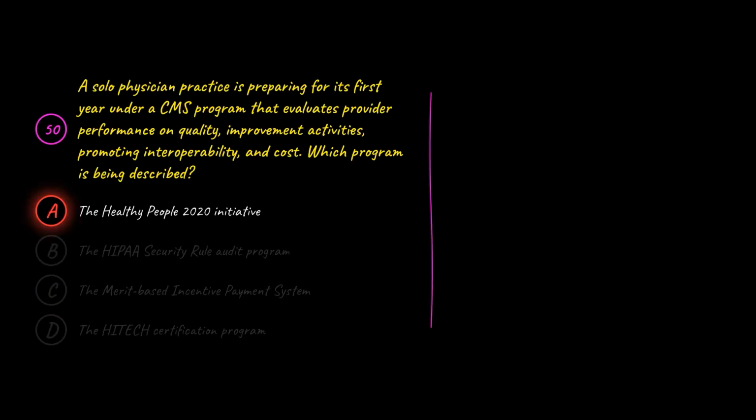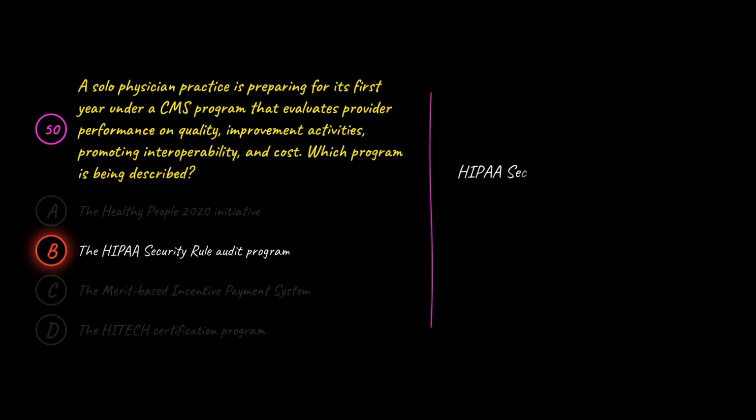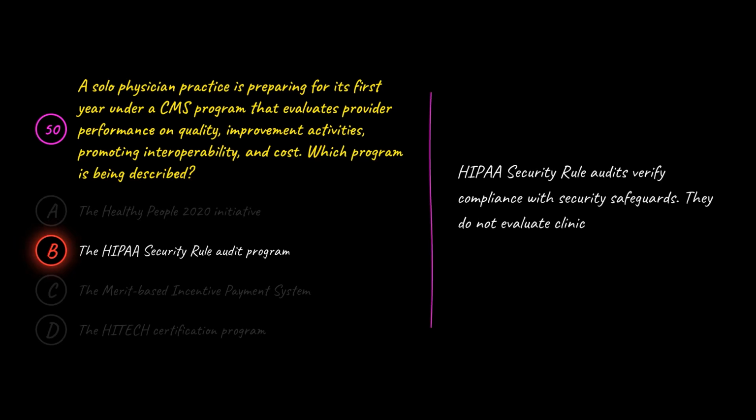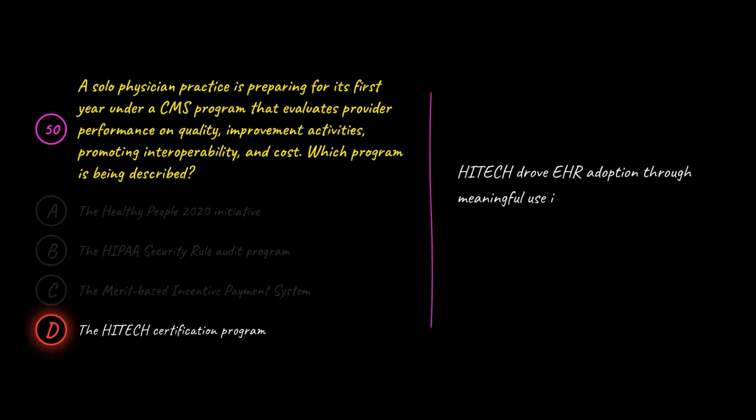A is wrong because Healthy People 2020 is a national population health objectives campaign, not a reimbursement program for clinicians. B is wrong because HIPAA security rule audits verify compliance with security safeguards. They do not evaluate clinical quality performance. D is wrong because HITECH drove EHR adoption through meaningful use incentives. MIPS replaced that specific payment program under MACRA.